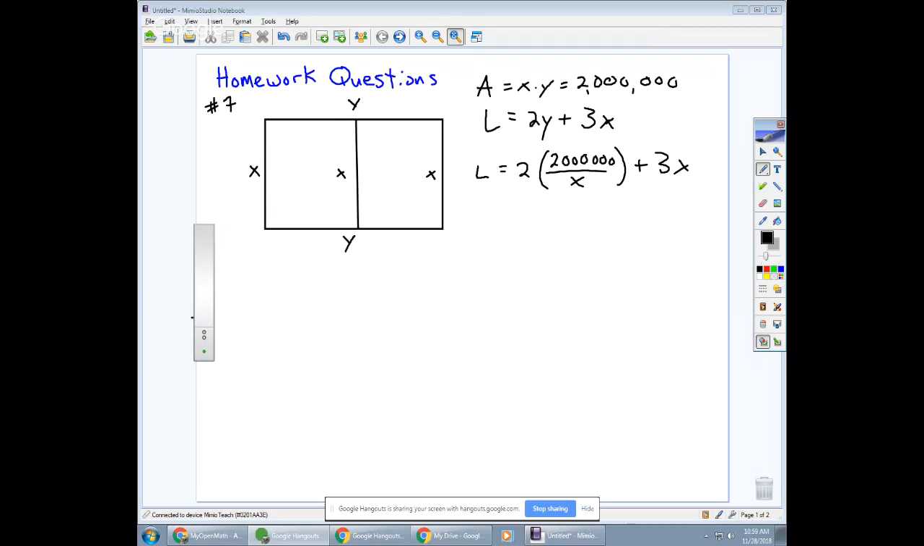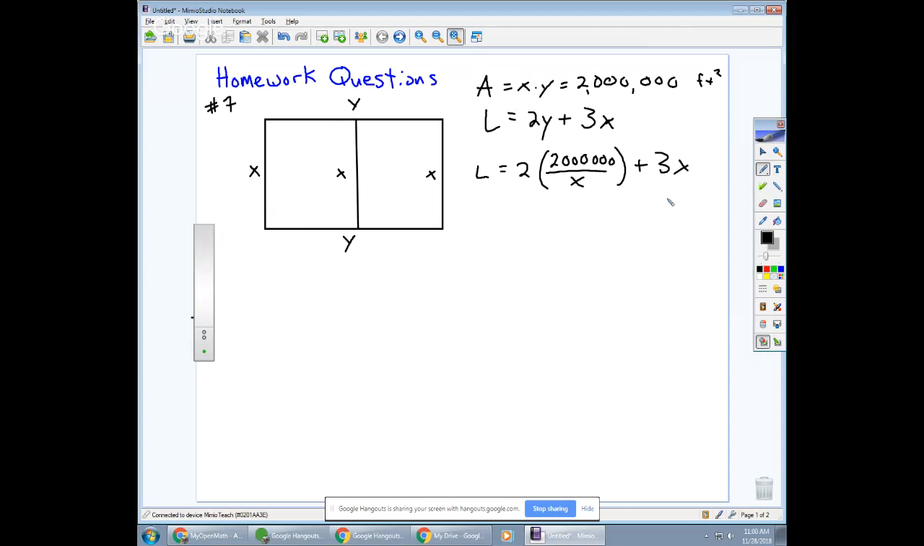Okay, so this is homework question number 7, where the rancher wants a rectangular field with a fence down the middle, splitting it in half. I don't think the half is significant. That X could be anywhere, but we know the area needs to be 2 million square feet, right? Feet squared. So that gives us 3 X's and 2 Y's for the length of fence he needs.